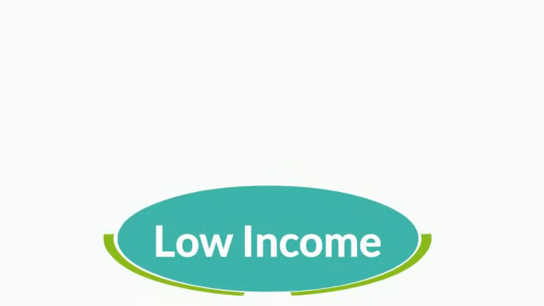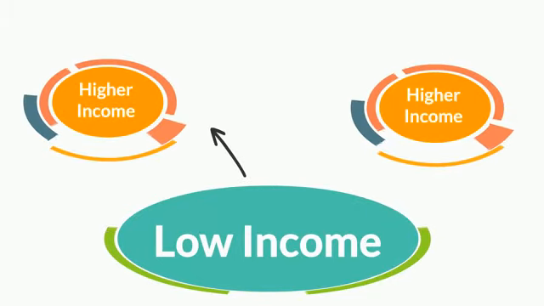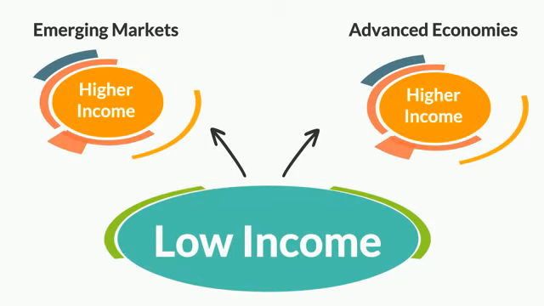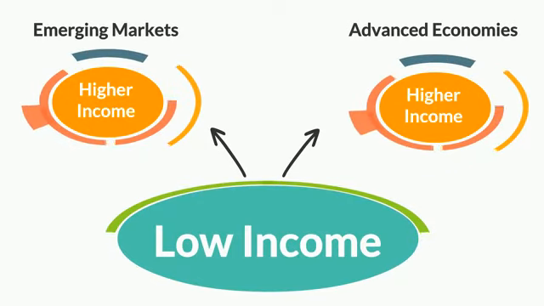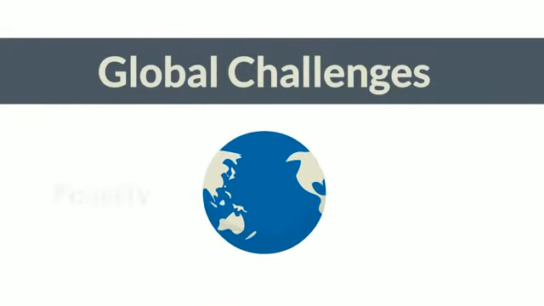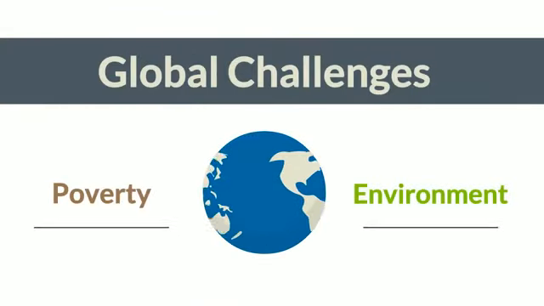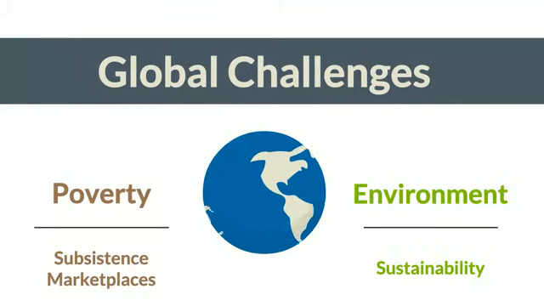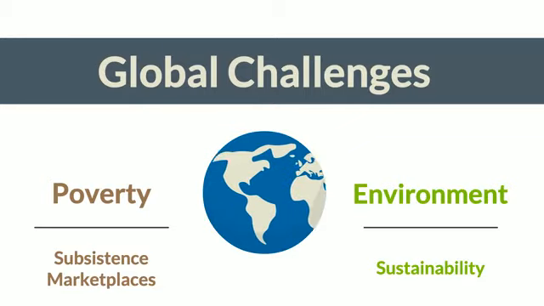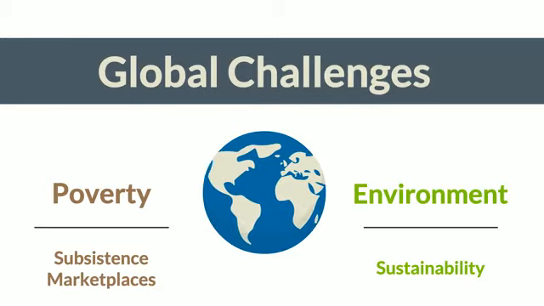Finally, we will be using the bottom-up approach by starting with low-income segments in order to understand subsistence marketplaces. Then, from there, we'll move up, either to higher emerging market segments or higher income developed market segments where we focus on environmental sustainability. Overall, we expect to gain a deep insight into subsistence marketplaces and sustainability issues for businesses using a bottom-up approach to unpacking the problem of poverty and the environment.